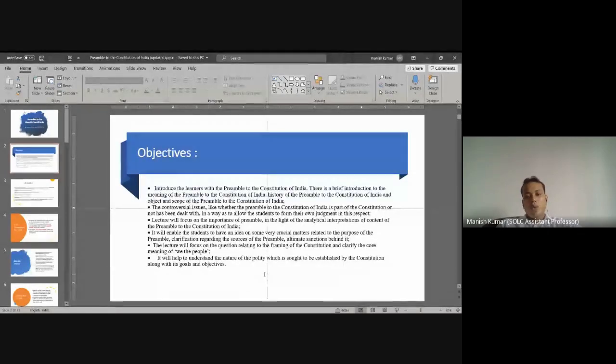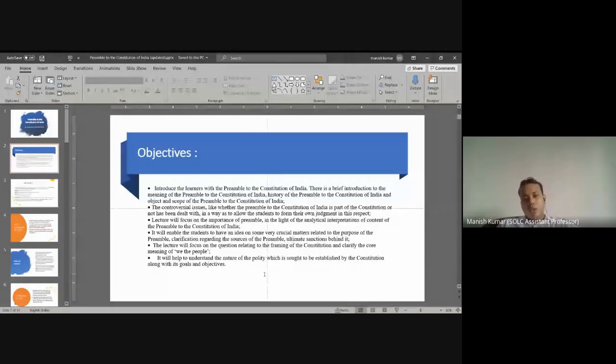So you will come to know about the preamble to the Constitution of India. There will be a brief introduction to the meaning of the preamble to the Constitution of India and the history of the preamble and the object and scope of the preamble. And then the lecture will deal with the controversial issues like whether the preamble to the Constitution of India is part of the Constitution or not.